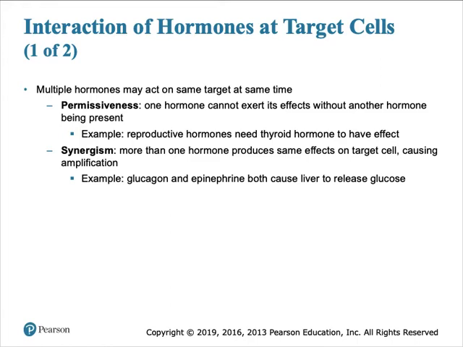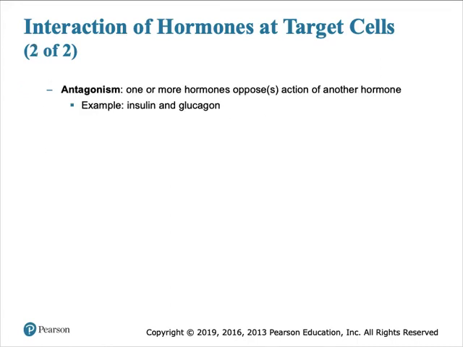We can also have a synergistic effect. What does that mean? More than one hormone produces the exact same effect on the target cell. So if you get a lot of one hormone and a lot of the second hormone, you actually get amplification of the response. An example would be glucagon and epinephrine. Both will cause the liver to release glucose. So what happens if you're expressing glucagon and the hormones are floating through your bloodstream, and then all of a sudden you also start secreting epinephrine? You're going to get an even greater glucose release from the liver.